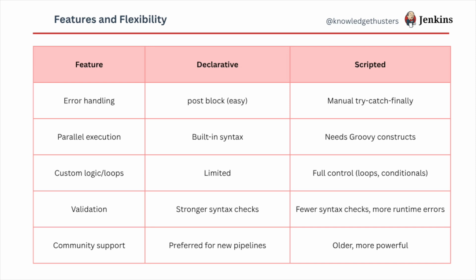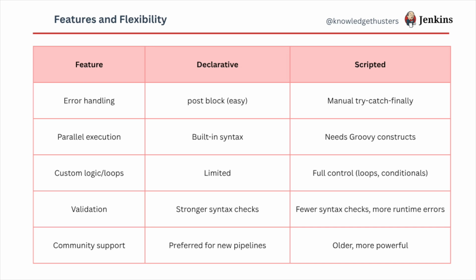Now second is parallel execution. Declarative has built-in syntax for it. You use the parallel keyword, and inside that you write the stages which you want to run in parallel. But in scripted you also use the parallel keyword, but inside it you send a map, like a key value pair, that will hold your parallel running steps.